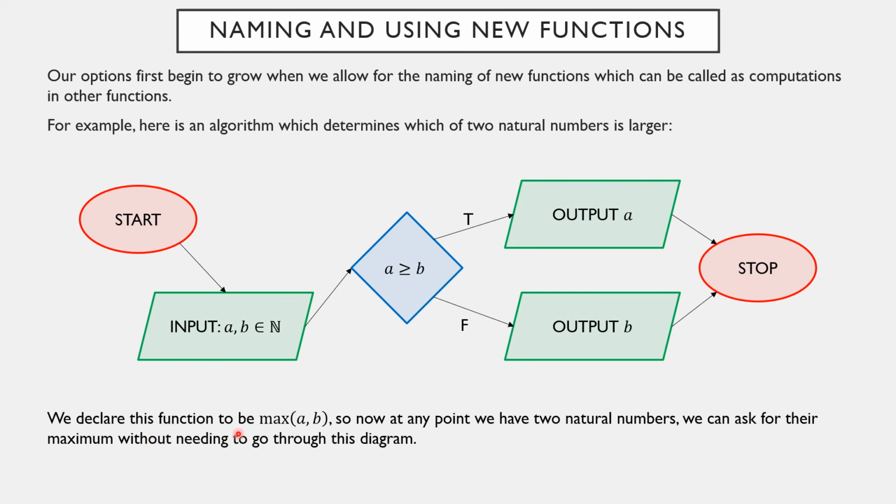We declare this to be called the maximum function. For two numbers a and b, the maximum simply outputs whichever of the two numbers was bigger. Since we developed it as an algorithm here, anytime I have two natural numbers, I don't have to replicate this entire diagram if I want to produce the one that's bigger. I simply say, I've already done this and I called it maximum, so use that as a single computation.